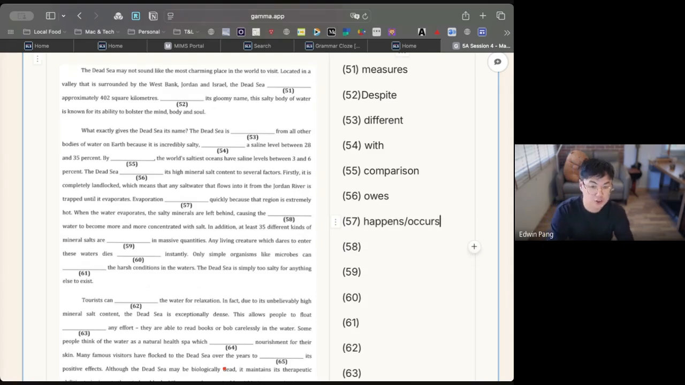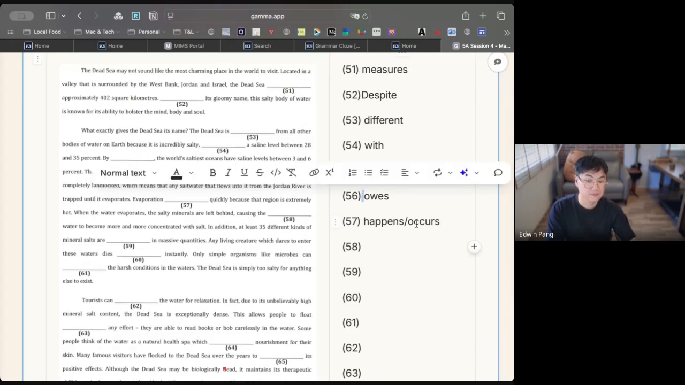Evaporation occurs. Okay, occurs. It happens or it occurs because it is extremely hot, right? You all know that temperature increases evaporation, right? When temperature rises, evaporation increases. And therefore, that's why puddles evaporate quickly in the hot sun, right? Because of the temperature increase. So happens or occurs.